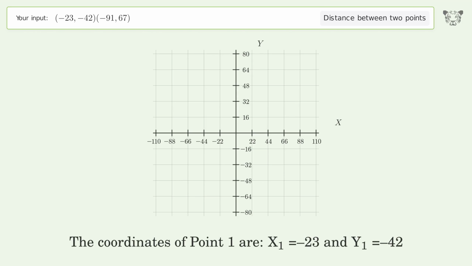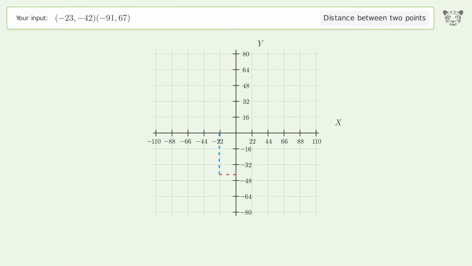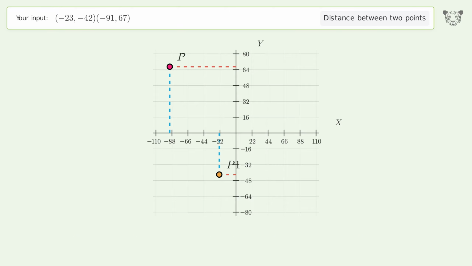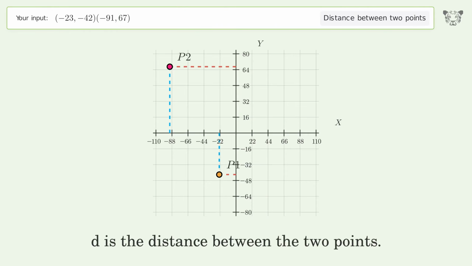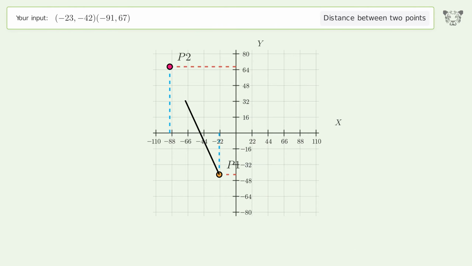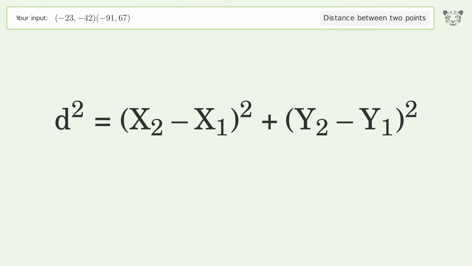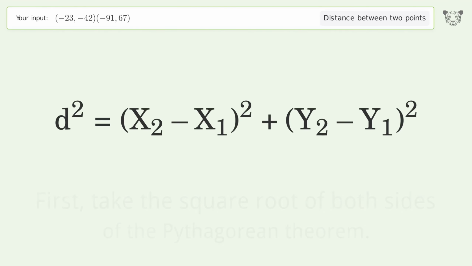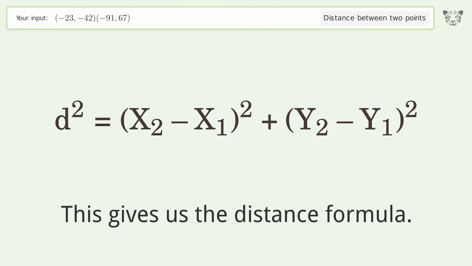The coordinates of point 1 are x1 equals -23 and y1 equals -42. The coordinates of point 2 are x2 equals -91 and y2 equals 67. D is the distance between the 2 points. First, take the square root of both sides of the Pythagorean theorem. This gives us the distance formula.